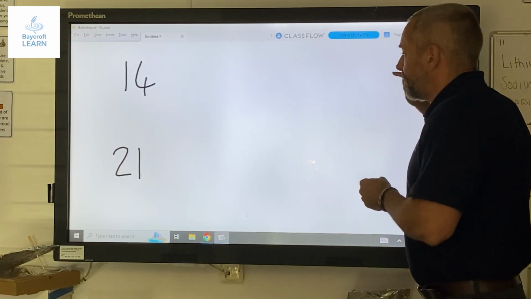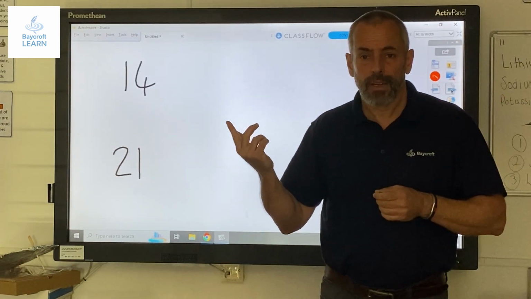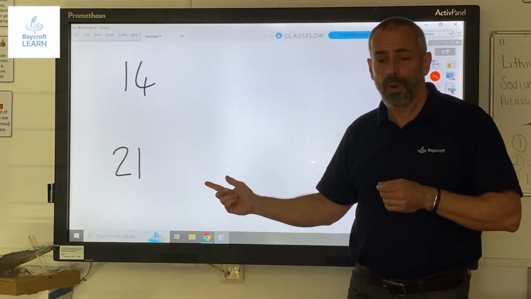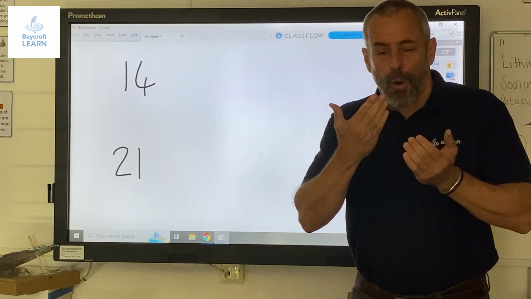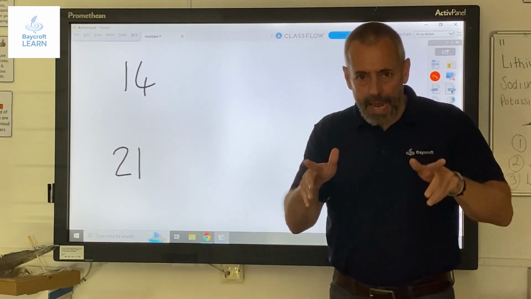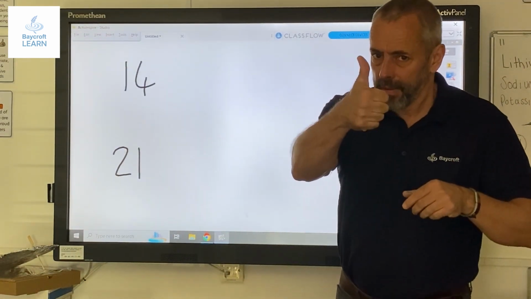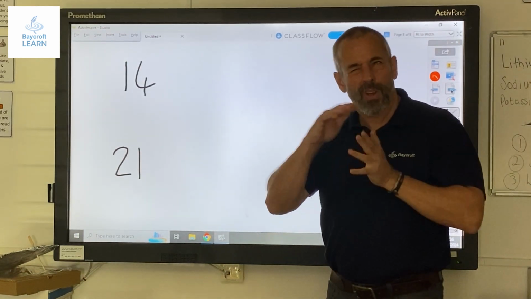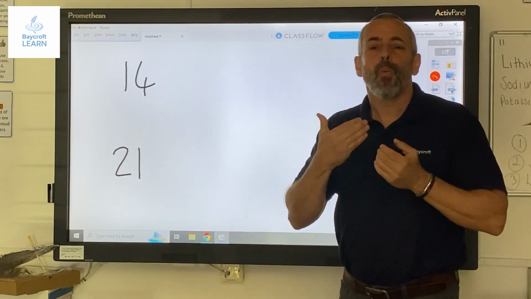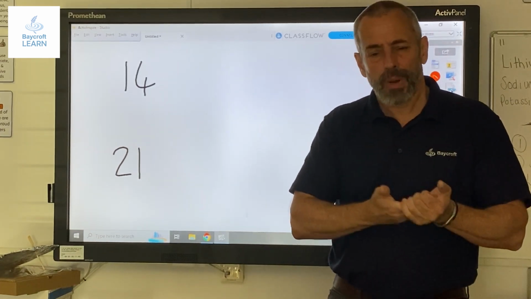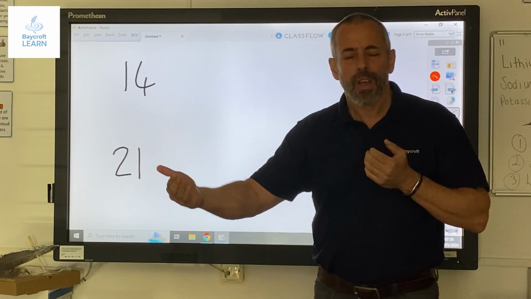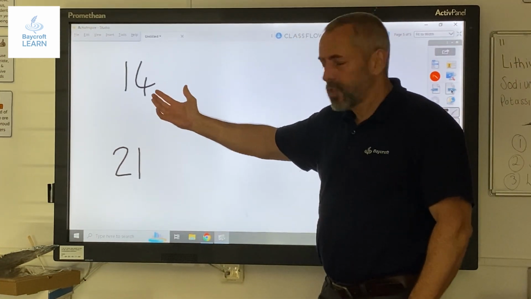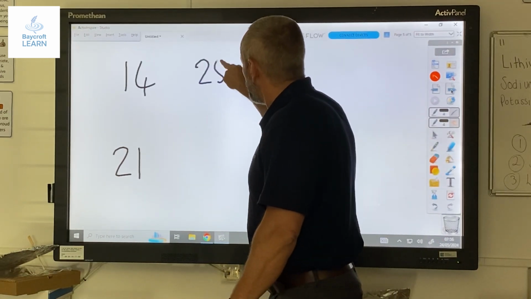Now, what's your 14 times table like? Probably about as bad as your 21 times table. But let's just think about this. Even if you're amazing at your times tables, you're not going to be able to rattle off your 14 times table immediately, probably. But what are multiples? Multiplication is just repeated addition. So we can use our columns for this. So 14, I need to find the next lot of 14. Well, that's going to be 28.